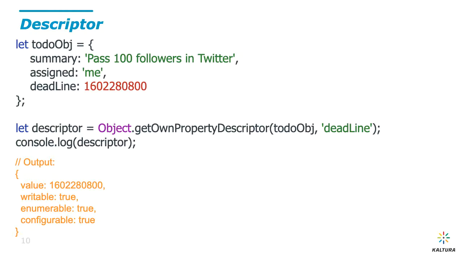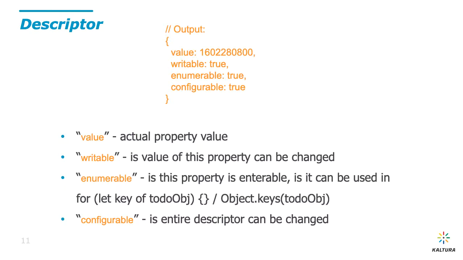So to get the descriptor, for example, for the property deadline, all we need to do is to use the static method on object, getOwnPropertyDescriptor. We pass in the object itself, and the key, the string, the name of the property we want to get the descriptor of. Console of the descriptor will show this output: value, the actual property value, in our case this long number, it's a timestamp.